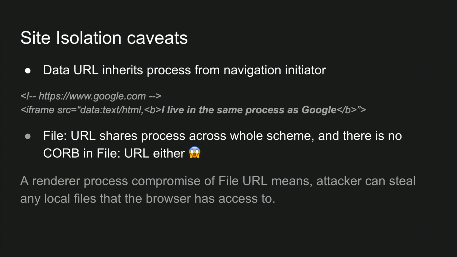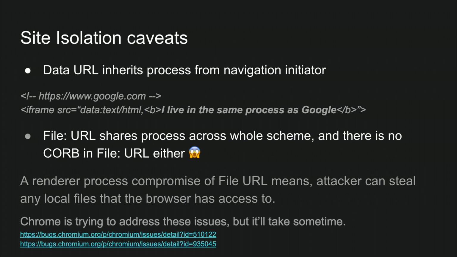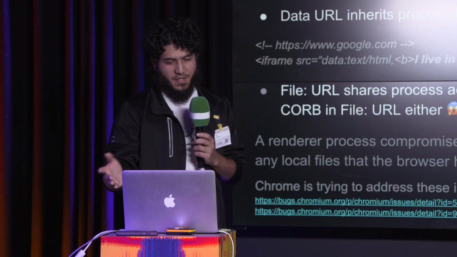And a file URL actually shares the whole scheme as a site. So if you open one file, that file can access other files because the whole scheme is treated as one site. And COOP doesn't work in file URLs because a file URL doesn't have a response header, right? It's a local file. So there's no way right now to see if it's a sensitive file. So Chrome is working on this, but it's pretty hard. So it will take some time to fix these features, kind of.